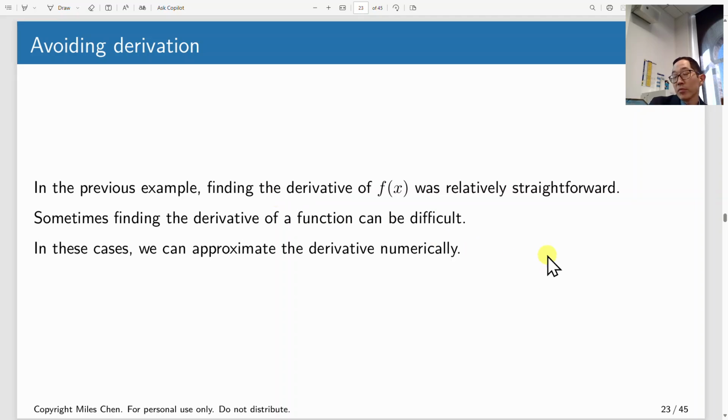Now, in some cases, we might be in a situation where calculating the derivative is hard for us. And in that case, we can approximate the derivative numerically. And again, the guideline here is if you can find your answer analytically, that's almost always going to be better than using a numeric approximation. These numeric methods should only be used if the analytic approach is tough. But if you want to avoid calculating derivatives, we can do this.